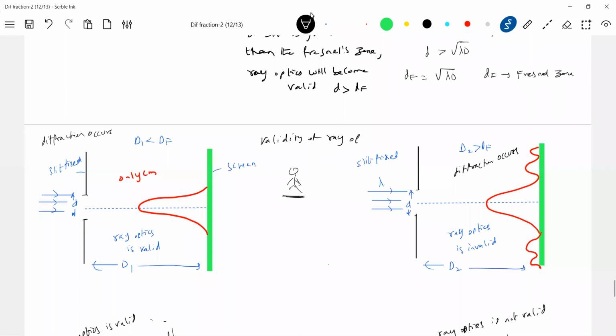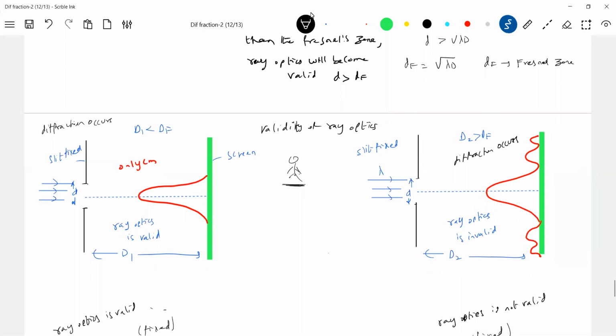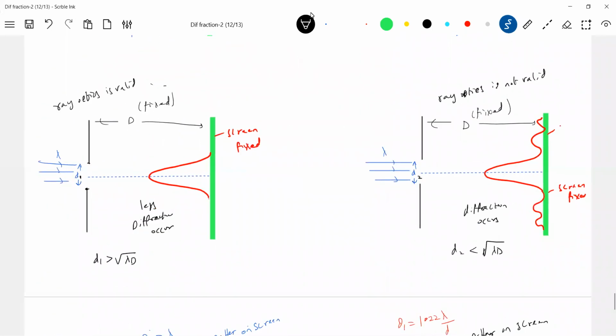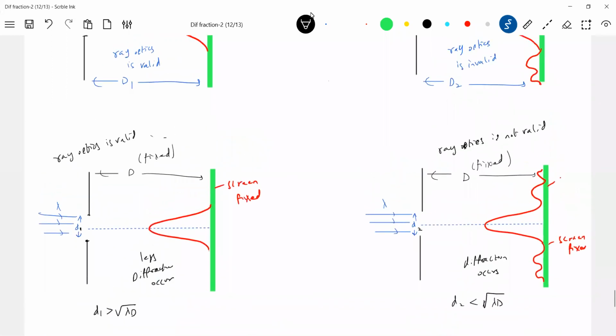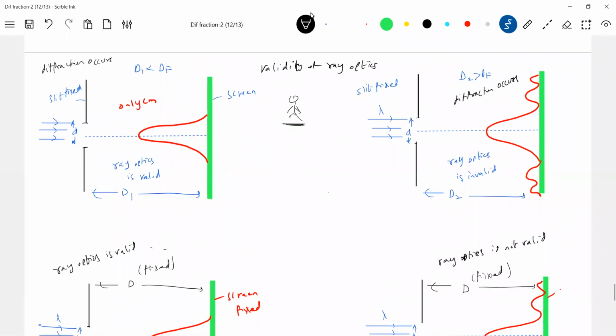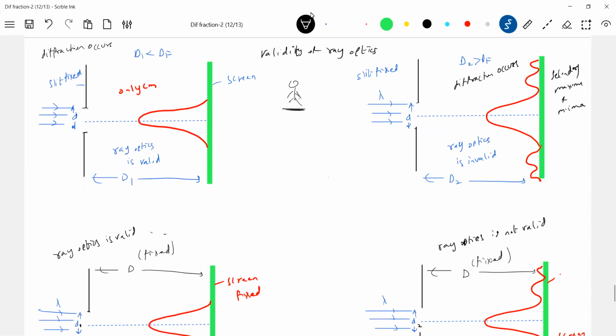The meaning of the topic is this one. It's just one paragraph in most of the books. They just put it like this: the width of the slit should be greater than lambda by d. Why is it so? There's a reason. Secondary maxima.